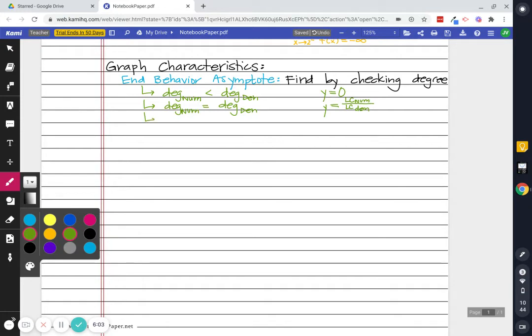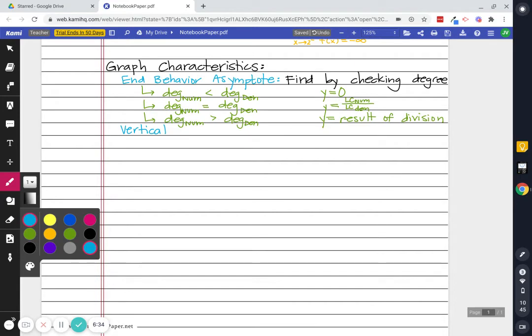We did less than, we did equal, so let's do greater than. If the degree of the numerator is greater than the denominator, we have to do some division, and we're not going to go down that rabbit hole. So for the most part, it's either going to be y equals 0 or y equals some fraction. So that's our end behavior asymptote. Again, Delta Math is going to live in the world of horizontal.